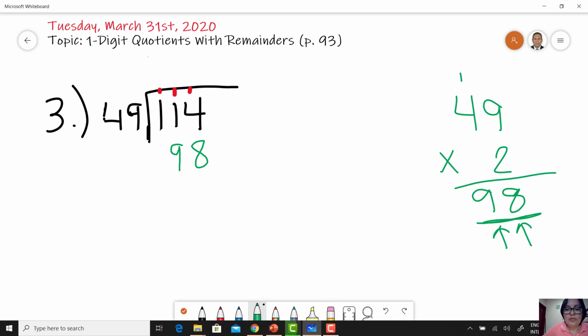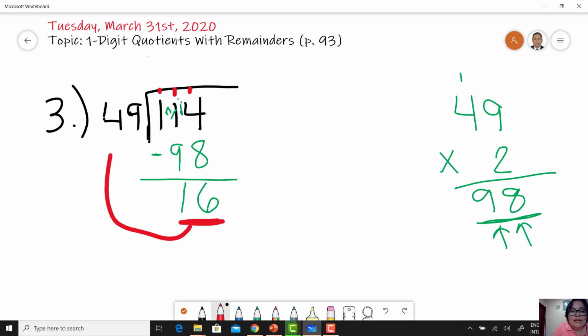And now we have to subtract. Let's subtract. Can you say 4 minus 8? No, right? Because 4 is less than 8. So, let's see. Number 1 lends a unit to number 4. So, number 4 becomes 14. And number 1 becomes 0. Okay? So, 14 minus 8, 6. And now, this 0 with 1, we have 10 minus 9, 1. Look and check always that the remainder cannot be greater than the divisor.